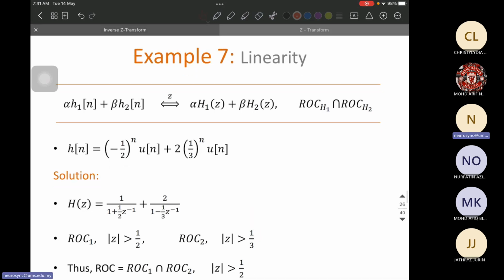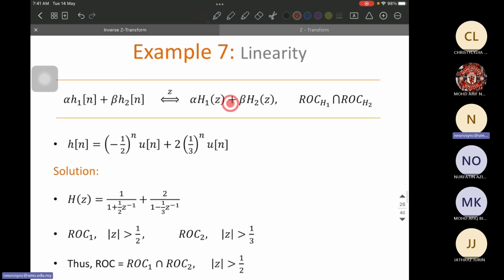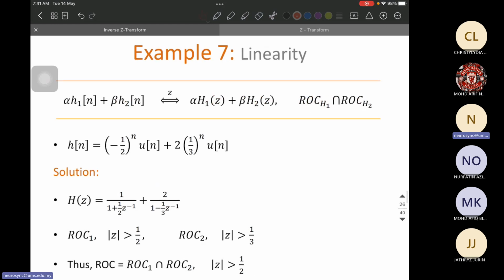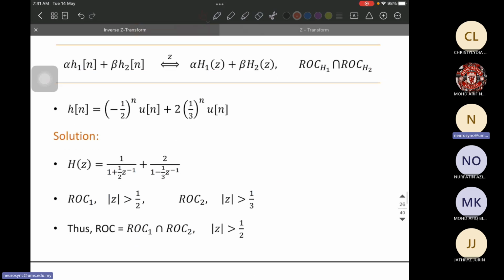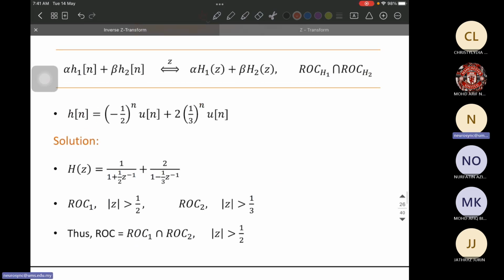Now let us take an example on the linearity. So the linearity property, we know that this is the linearity property for the Z transform, and this is the ROC region for this. Okay, suppose we have an example like this. So here h of n is minus 1 by 2 to the power n u of n plus 2 into 1 by 3 to the power n u of n.